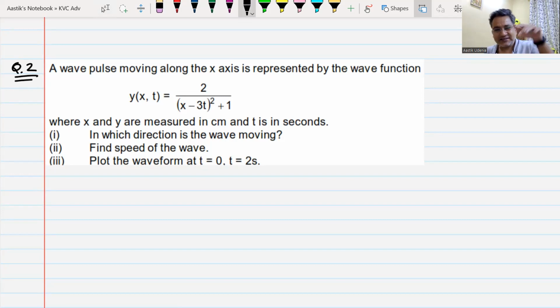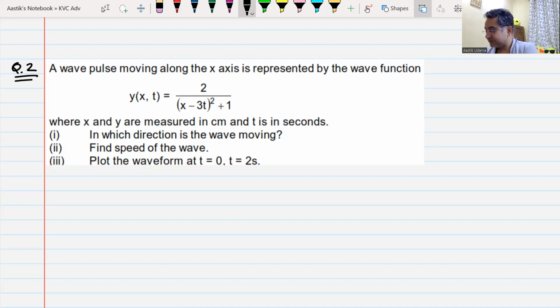Question number 2. A wave pulse, just a single pulse, moves along the x-axis and is represented by this wave function, where x and y are measured in centimeters and t in seconds. In which direction is the wave moving? Find the speed of the wave. The third is plot a graph. They will not ask you to plot a graph. They will give you a graph and they'll tell you which is the graph at t equal to 0 seconds.